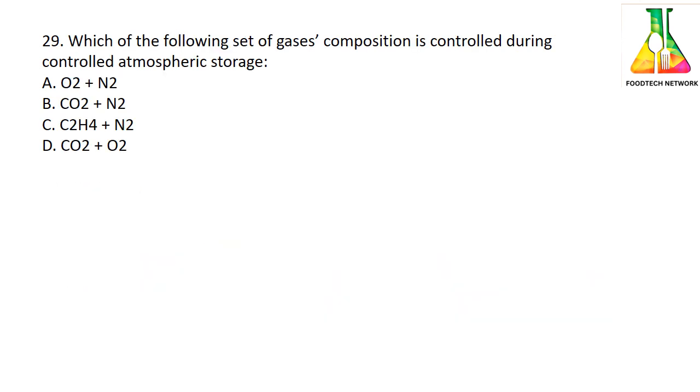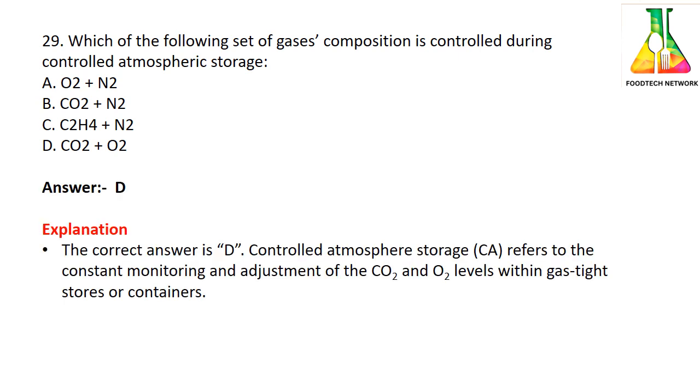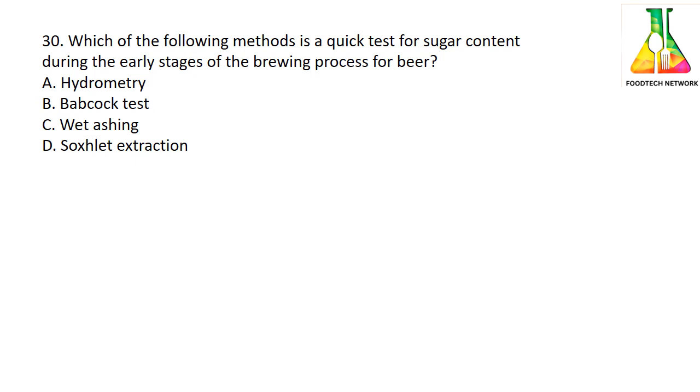Question number 29. Which of the following sets of gases is controlled during controlled atmospheric storage? Option A, oxygen plus nitrogen. Option B, carbon dioxide plus nitrogen. Option C, C2H4, that is ethylene, plus nitrogen. And option D, carbon dioxide plus oxygen. So the right answer is option D, carbon dioxide plus oxygen. Controlled atmospheric storage refers to the constant monitoring and adjustment of the CO2 and O2 levels within gas tight stores or containers. Now the last question.